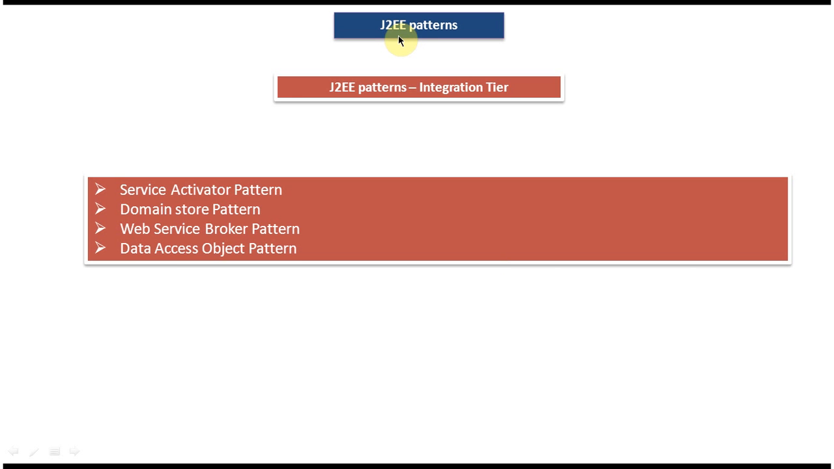In this tutorial I will cover what all patterns come under the integration tier of J2EE design pattern. So there are four patterns which come under the integration tier of J2EE patterns. I will read them out one by one. First one is service activator pattern. The second one is domain store pattern. The third one is web service broker pattern. And the fourth and final one is data access object pattern.